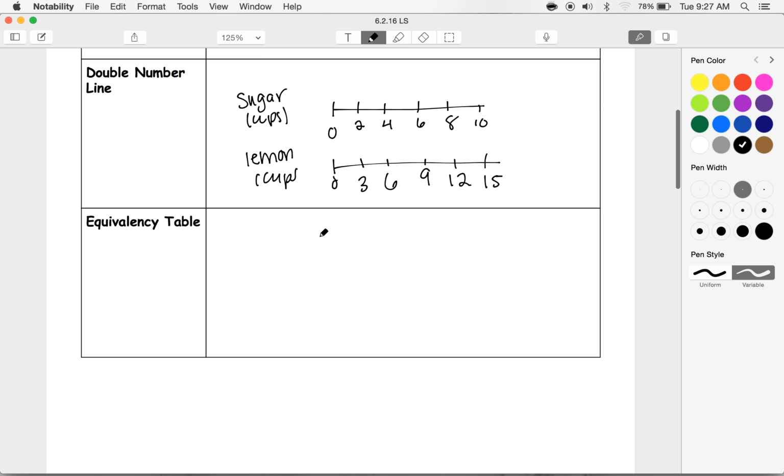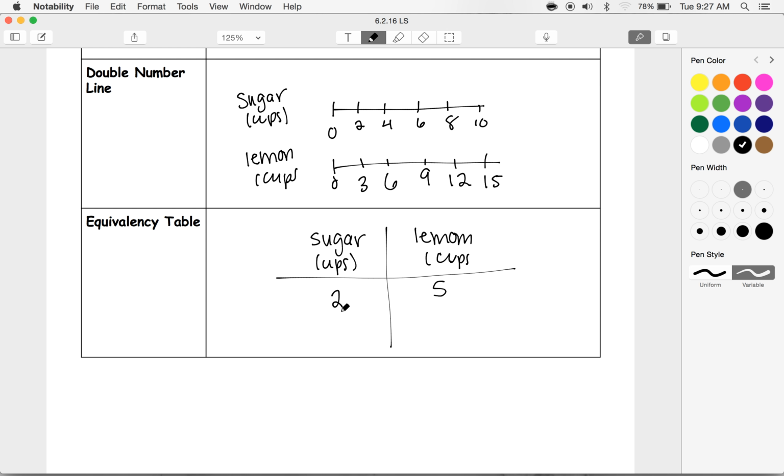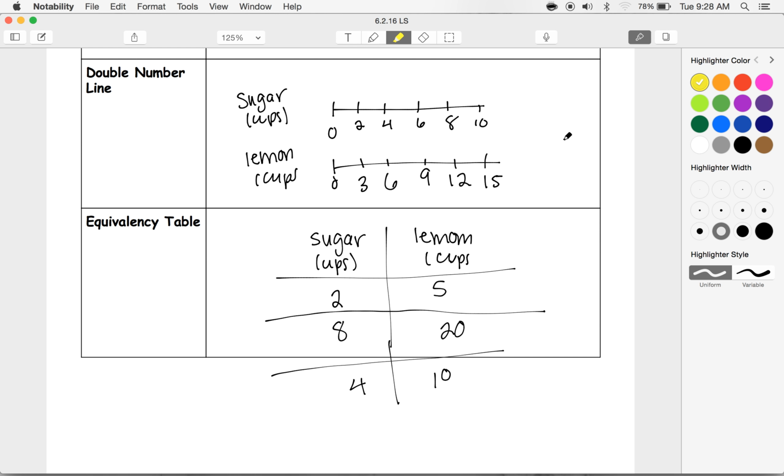And then for my last one, for my equivalency table, I would have 2 different columns, one of sugar in cups and one in lemon in cups. And then my sugar would count by 2, my lemon could count by 5. And remember, I can scale up. Maybe I want to multiply this by 4, 8, and 20. I could cut that in half. I could go 4 and 10. Remember, that piece about equivalency tables is you can go in any order you want as long as you keep making things that are equivalent to your original value.